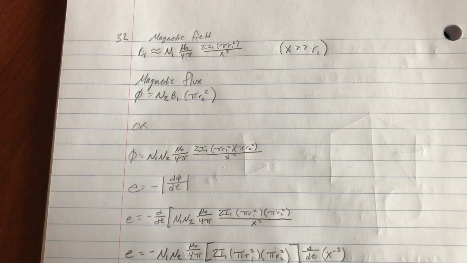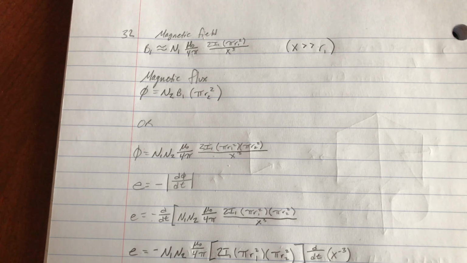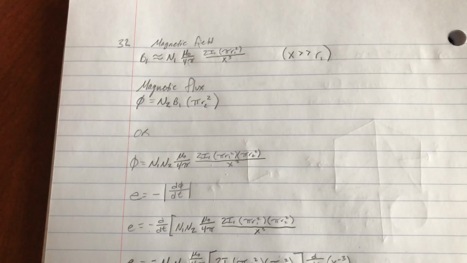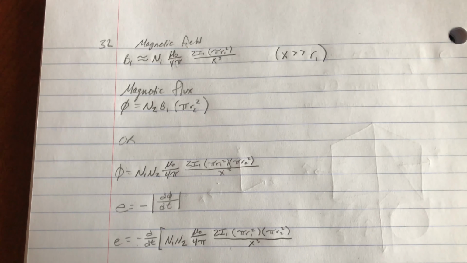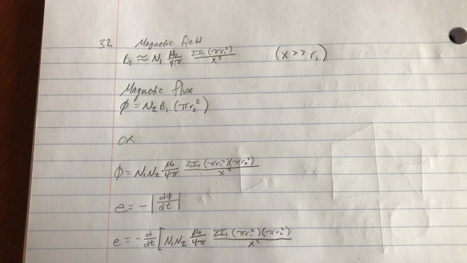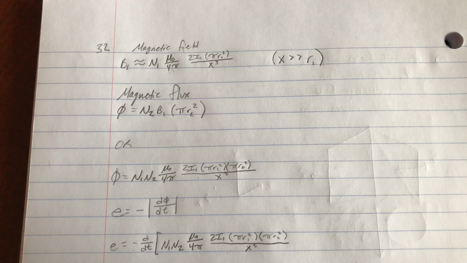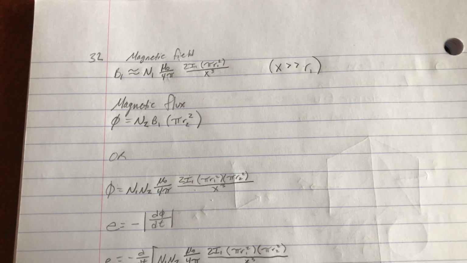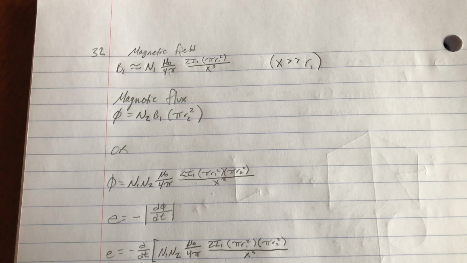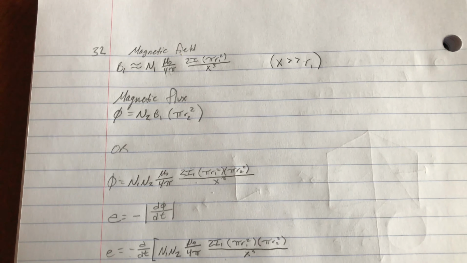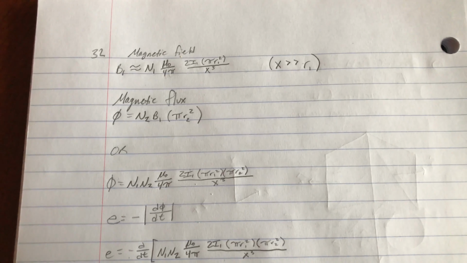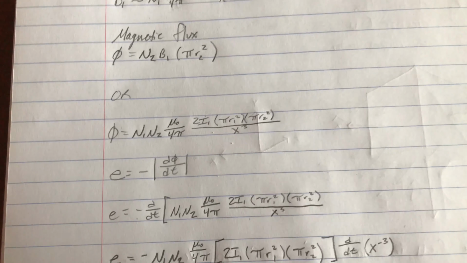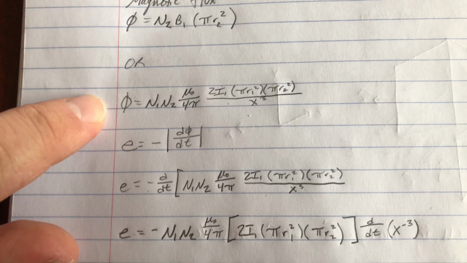To find the magnetic field produced by the second coil at distance x along the axis, it is approximately equal to N1 times mu naught over 4 pi times 2 I1 pi r squared over x cubed, as long as x is much greater than r. Then the magnetic flux is N2 B1 times pi r squared of the second radius. That can be rewritten like I have here.